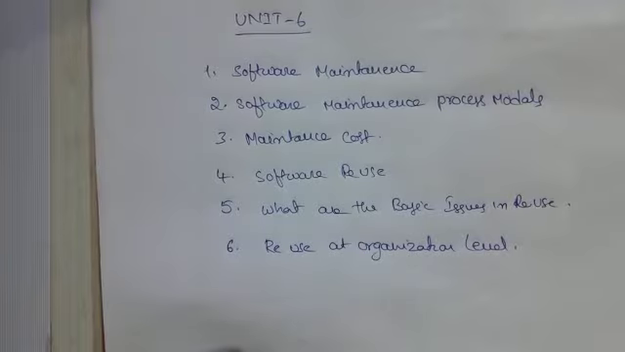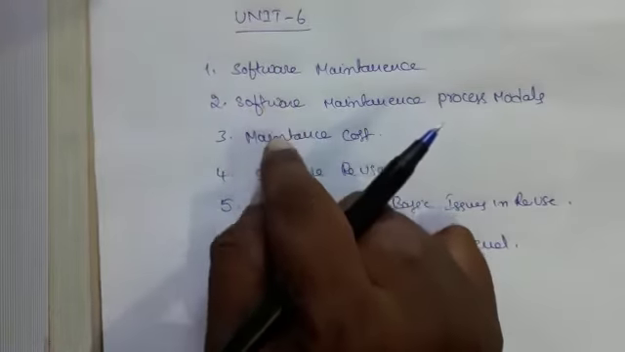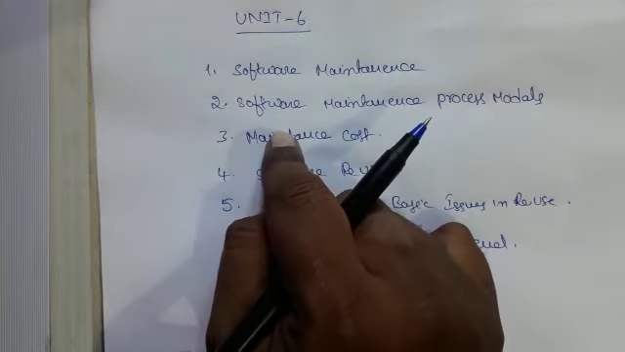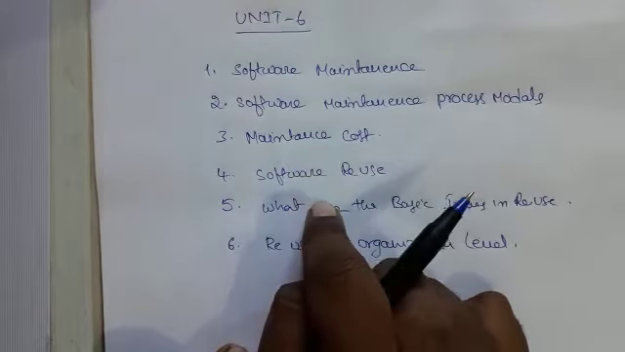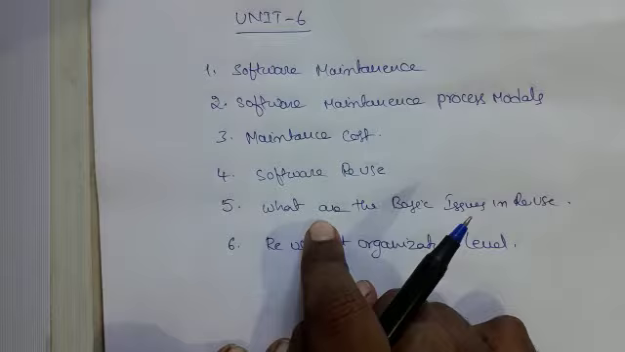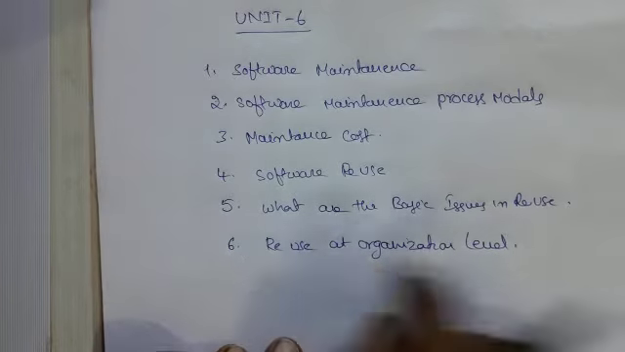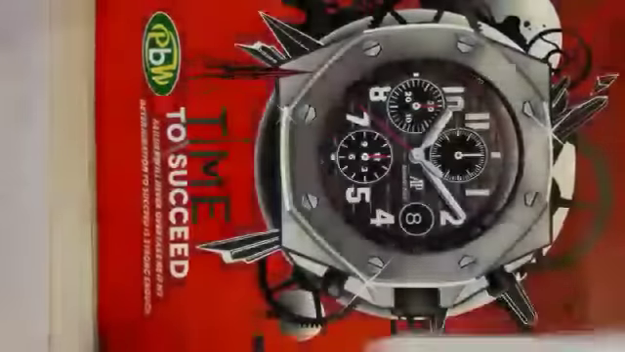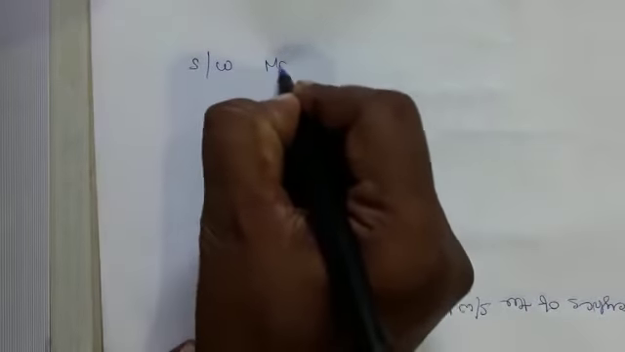So totally there are 6 topics in Unit 6. First one is software maintenance, second one is software maintenance process models, third one is maintenance cost, fourth one is software reuse, fifth one is what are the basic issues in reuse, and the sixth one is reuse at organization level. So now we are discussing what is software maintenance. First topic, software maintenance.